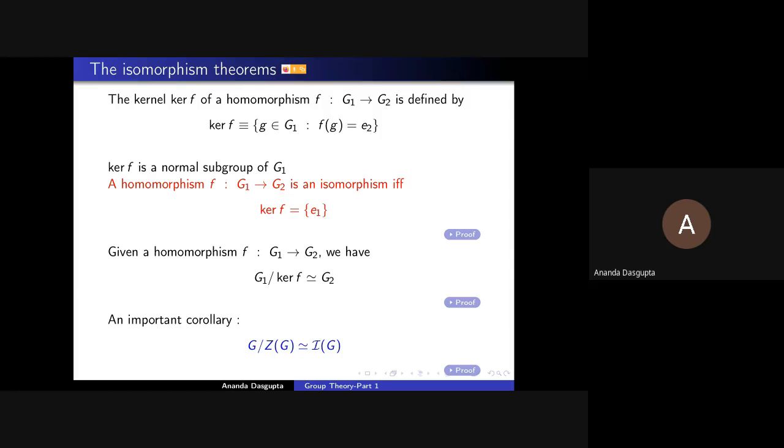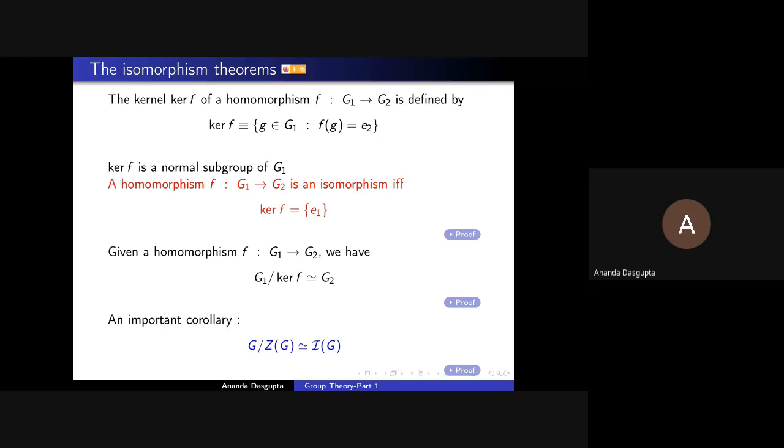That the center is a normal subgroup, again, is very, very easy to show, but these are things which I'm just skipping over. And a very important corollary of this isomorphism theorem, the second isomorphism theorem, is that when you form the quotient group G by Z(G), you get something which is isomorphic to the set of all inner automorphisms caused by the group G. This is a result which will be very useful, but I'm skipping the proof for the time being. We are going to come back to it when we use it, and you will see that.